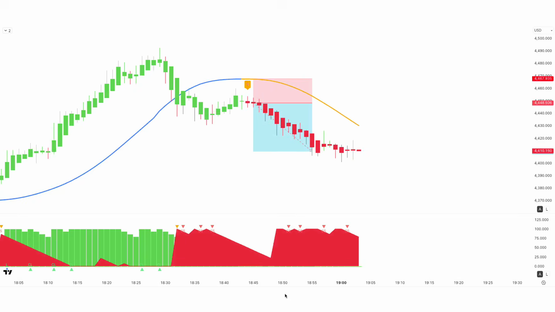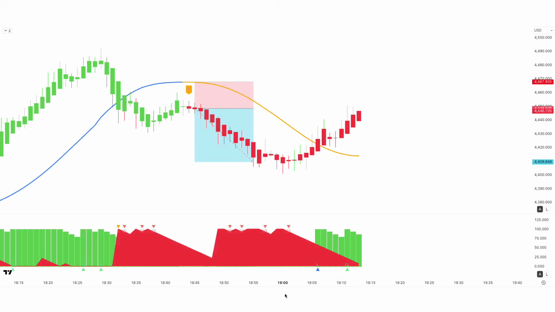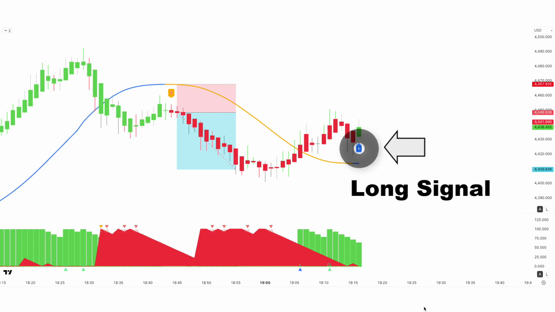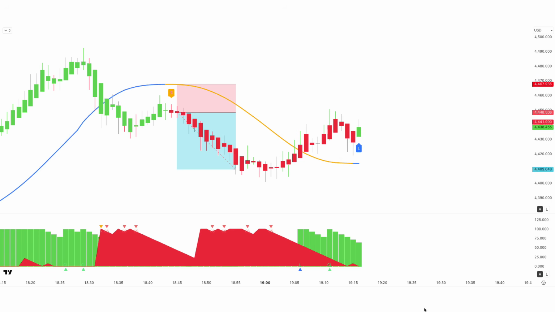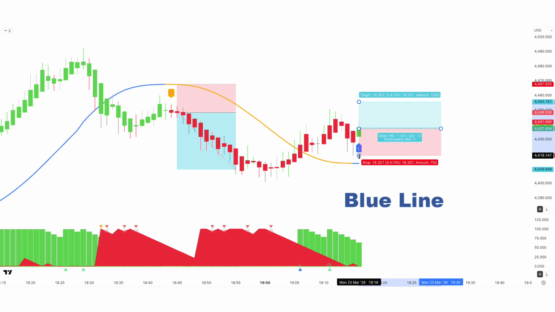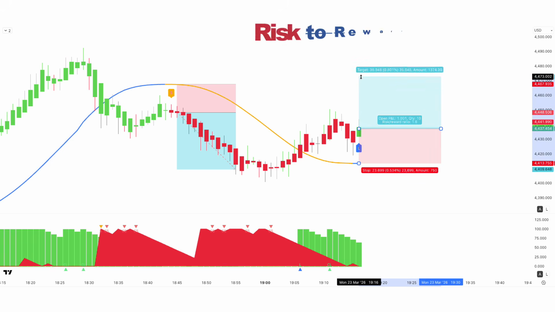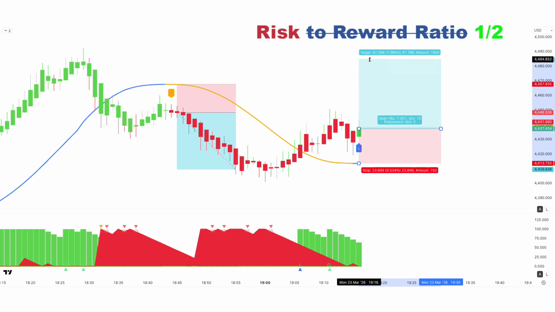Let us now understand the long position. When the PA Adaptive Hull Parabolic label up of this indicator is a long signal, the Aroon indicator should be green columns, and the market forms a bullish candle. If this condition is fulfilled, then we will place a buy order. Our stop loss is to be placed at the blue line, and the risk to reward ratio will be 1:2.